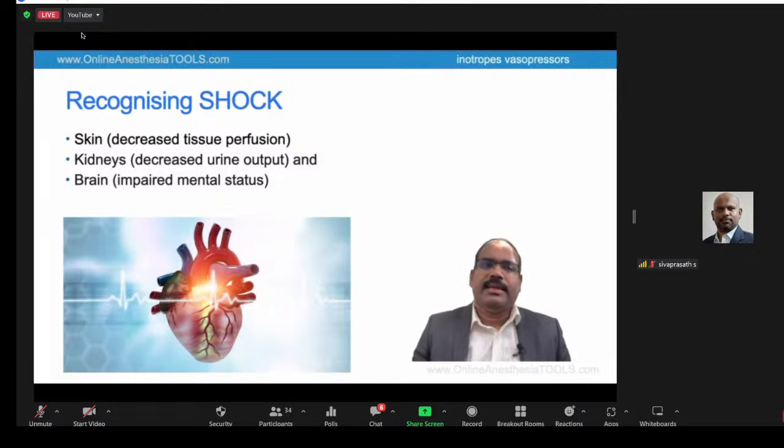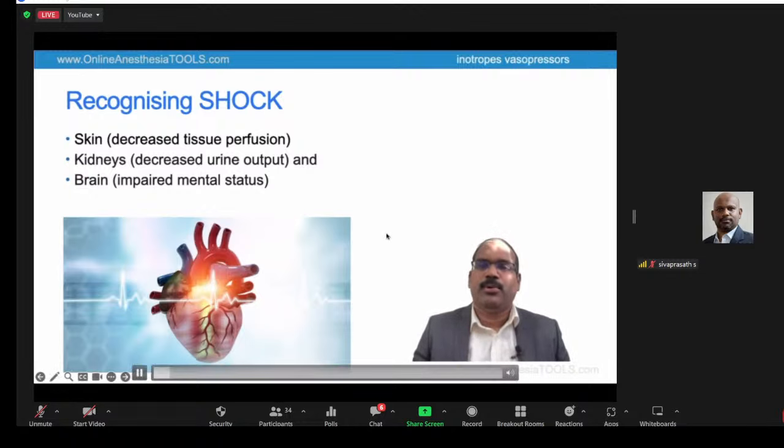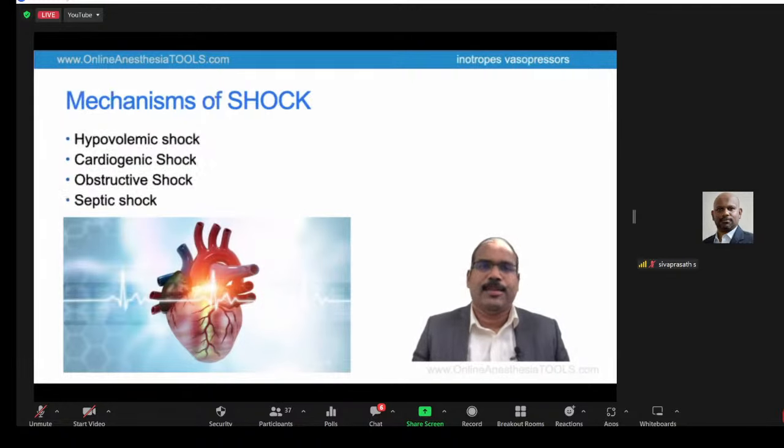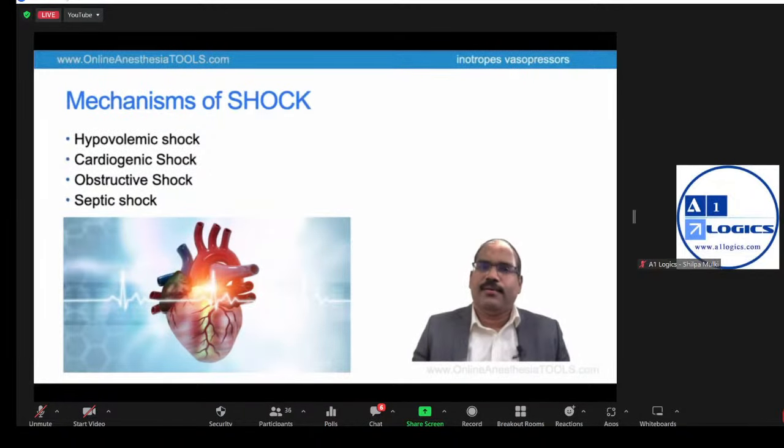The skin with decreased tissue perfusion, the kidneys with decreased urine output, and the brain with altered or impaired mental status give the clue, and these are the most easily accessible organs and symptoms to assess and diagnose the state of shock. It is the result of one of the following four mechanisms.